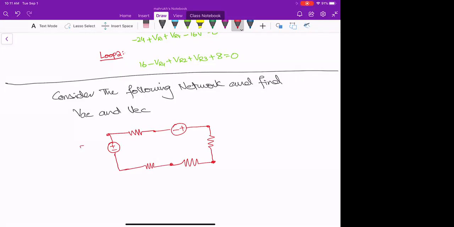Okay, so this is 24 volts. This is 16 volts. This is 12 volts. This is 4 volts. This is 6 volts. This is 10 volts. Okay, let me define nodes: A, B, C, D, E, F.